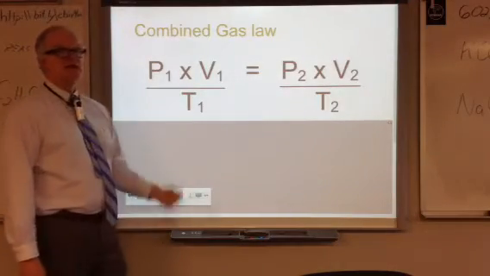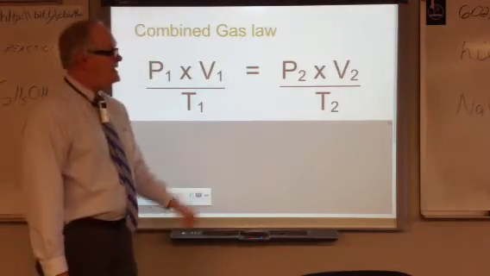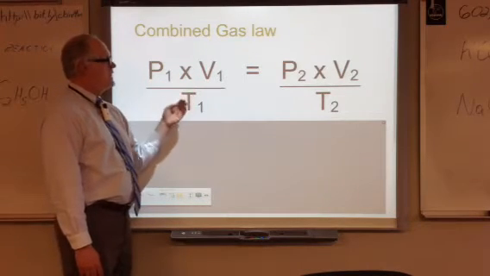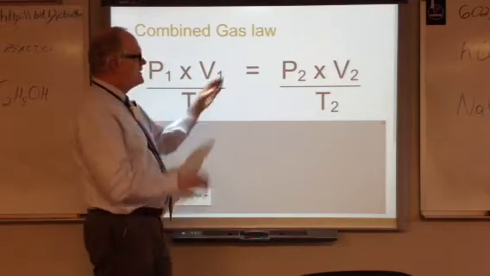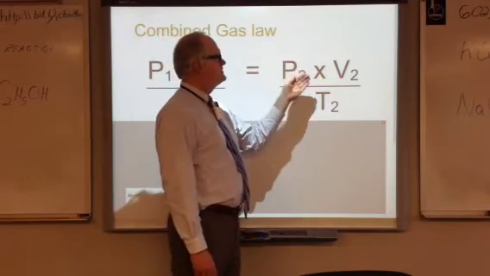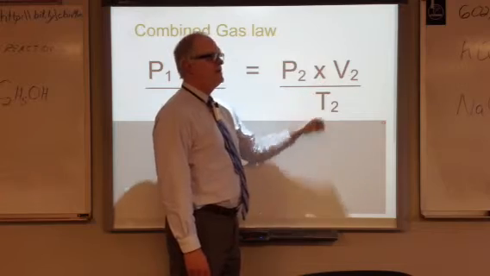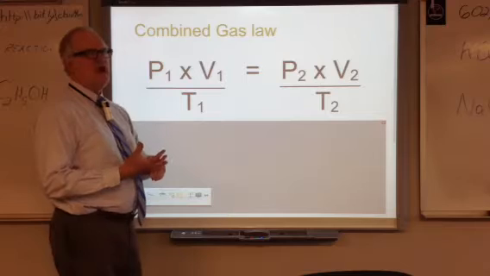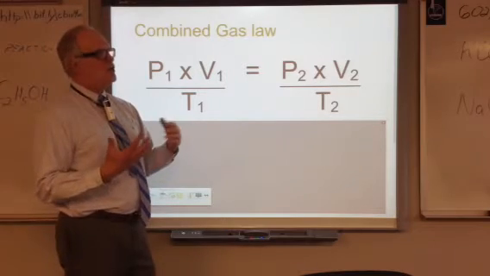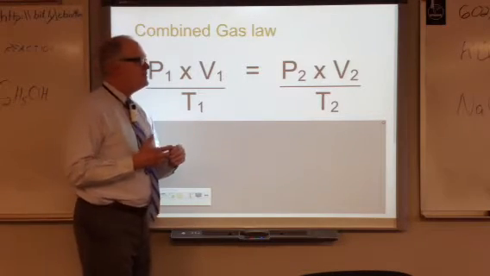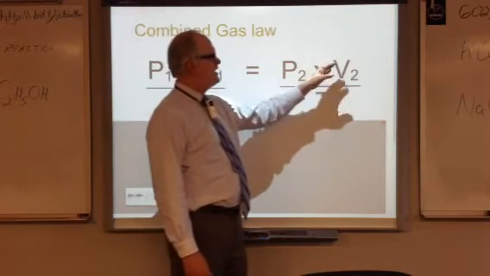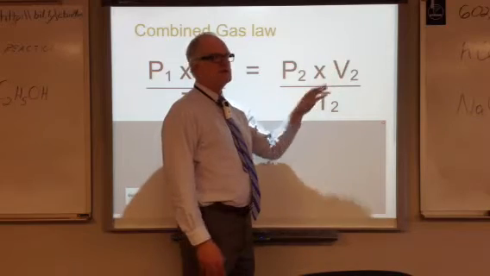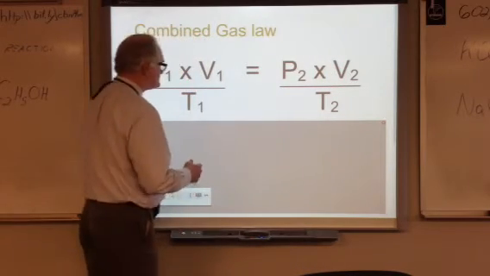So here's a mathematical expression for the combined gas law. It tells us that if we take P1 and multiply it by V1 and then divide by T1, we'll get the same thing as if we take P2, multiply it by V2, and divide by T2. So P1, V1, T1 are properties of the gas measured at the same time, early in our experiment or at the beginning of our problem. And pressure 2, volume 2, temperature 2, these are properties that are measured later on in the experiment or at the end of our problem.